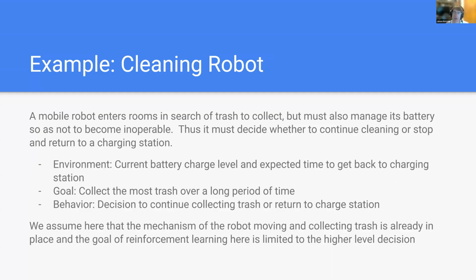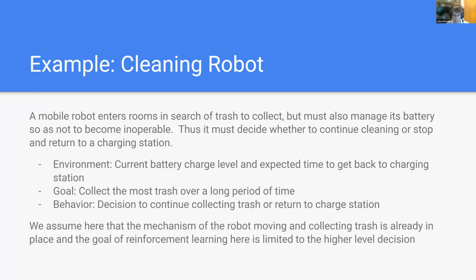Now, the next example is something completely different, this cleaning robot. This will also come up, I think, in chapter 3 as a more drawn out example. Imagine we have some kind of mobile robot like a Roomba, a vacuum cleaner, and it collects trash from the floor, but it also has to manage its battery so that it doesn't become inoperable. And there's some charging station that it can return to. So in this case, the environment would be the charge level of the battery and some proxy of how difficult it is to return to the charging station.